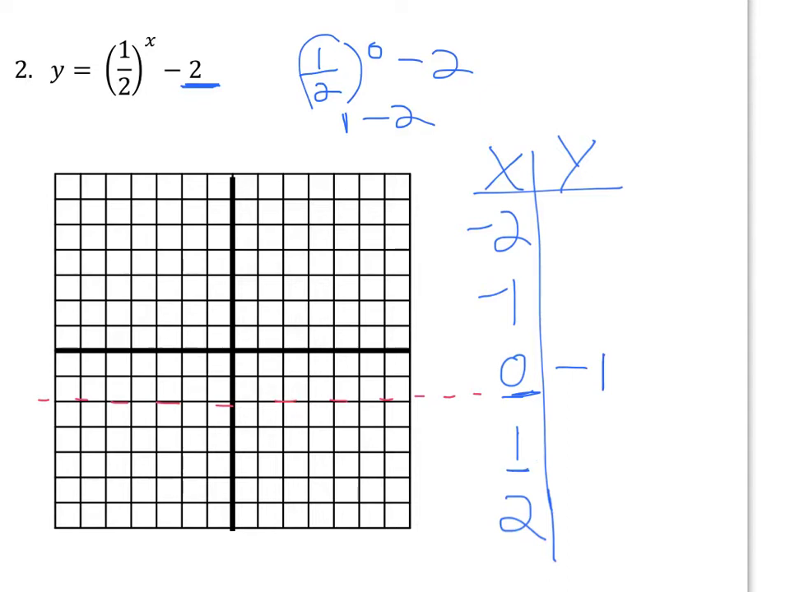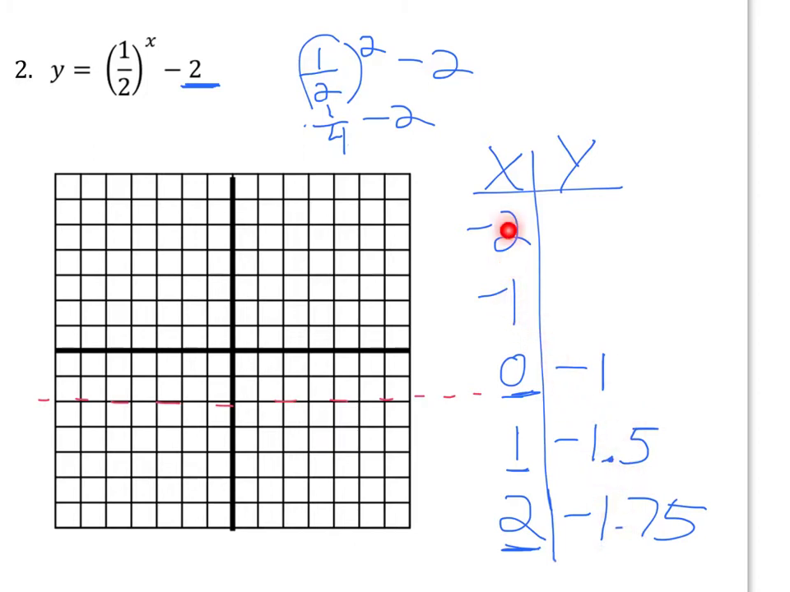Then if I want to plug in 1, I have 1/2 to the 1, which is just 1/2. And 1/2 minus 2 is -1.5. Then I'm going to plug in 2 for x. 1/2 squared is 1/4, and then 1/4 minus 2 is -1.75. As you go down the list, you can see these numbers are getting closer and closer to -2. But that's where it's going to level off.